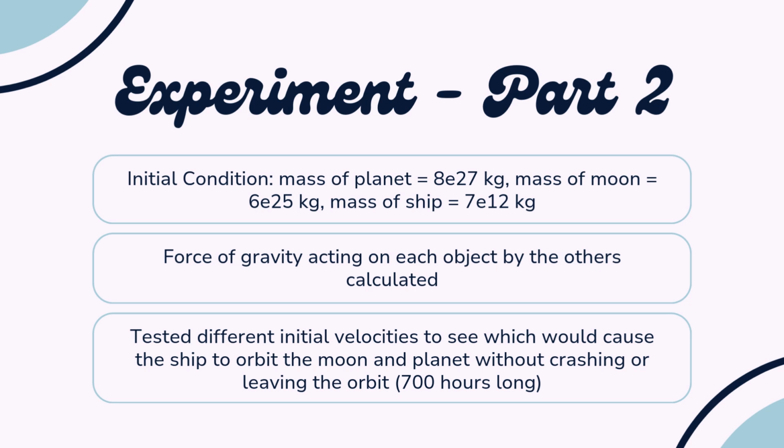So for our second part, our initial conditions are listed there, and we put that into the starter code. And then we calculated all the forces of gravity acting on each object: the planet to the moon, the planet to the ship, and so on, to model our experiment. And then we tested different velocities to see which would result in our ship not crashing immediately and not crashing during the 700-hour orbit of the moon.